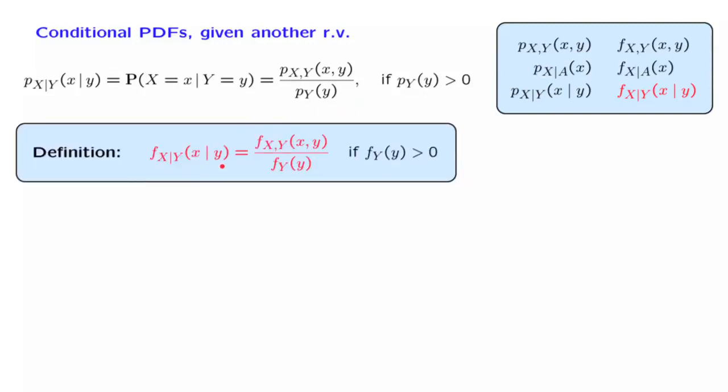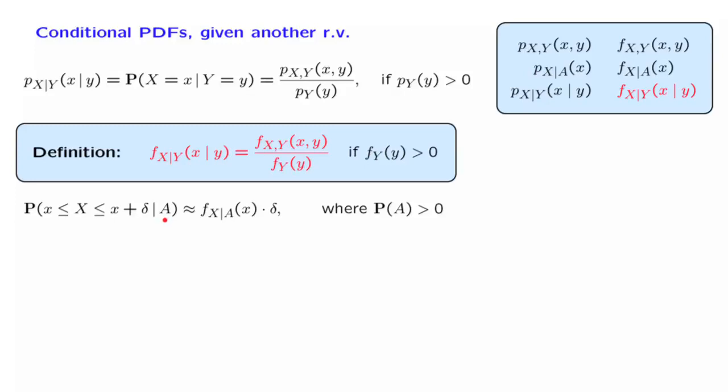And this is the definition, which just mimics the formula that we have up here. Notice that this conditional PDF defined this way is well defined as long as the denominator is a positive quantity. Let us now try to make sense of this definition. Let us first recall the interpretation of the conditional PDF given an event A that has positive probability. We know that the PDF is used to determine the probability of a small interval, and similarly, the conditional PDF is used to calculate the conditional probability of a small interval given the conditioning event.